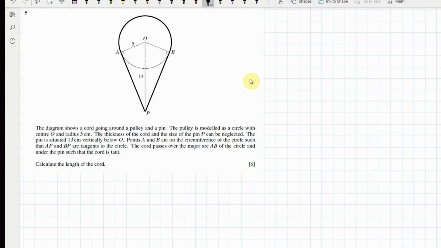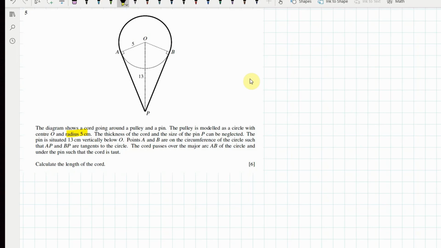Now we've got a diagram showing a cord that goes around a pulley and a pin. The pulley being obviously the circle and the pin being at point P. We've got a radius of 5, a thickness of the cord, and the size of the P can be neglected. So the pin P is 13 centimeters vertically below O, and points P and A and B are on the circumference of the circle, such that A and B are tangents. So we've got a 90-degree angle here.